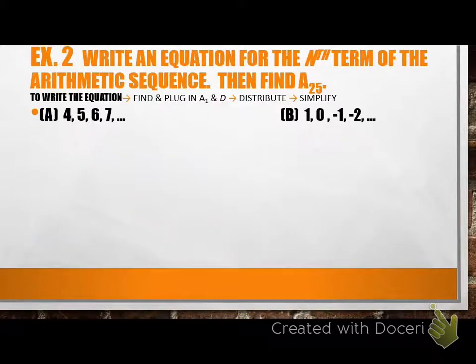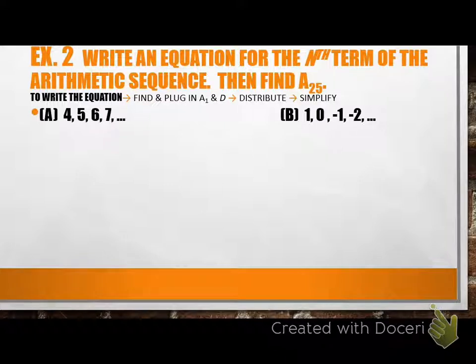Now, example number 2 says, write an equation for the nth term of the arithmetic sequence, then find a sub 25. And we'll come back to that in just a little bit. But I've written out for you 3 steps to writing this equation. And you'll notice I added an extra word. So add this word into your notes and then highlight the steps. Okay, we're big about highlighting the steps so that when we study, we can go find them.